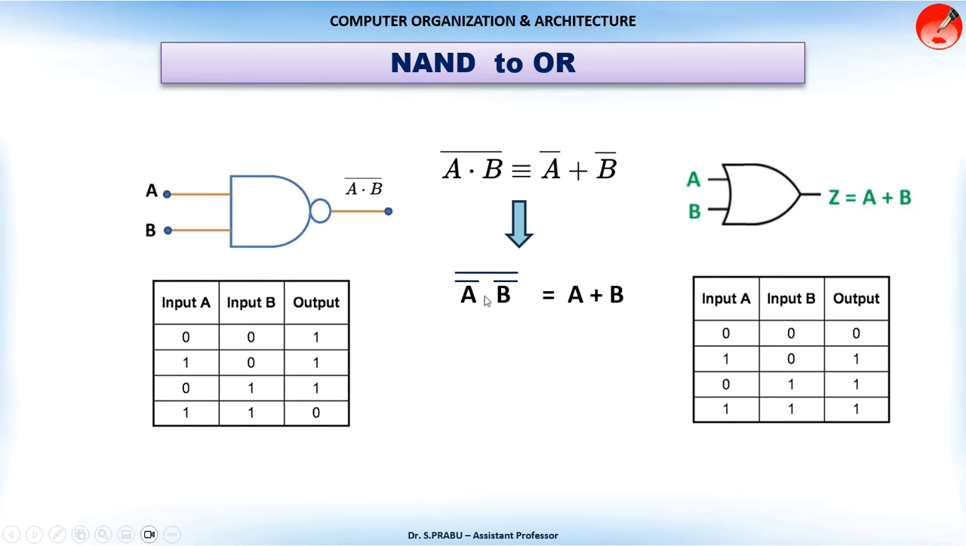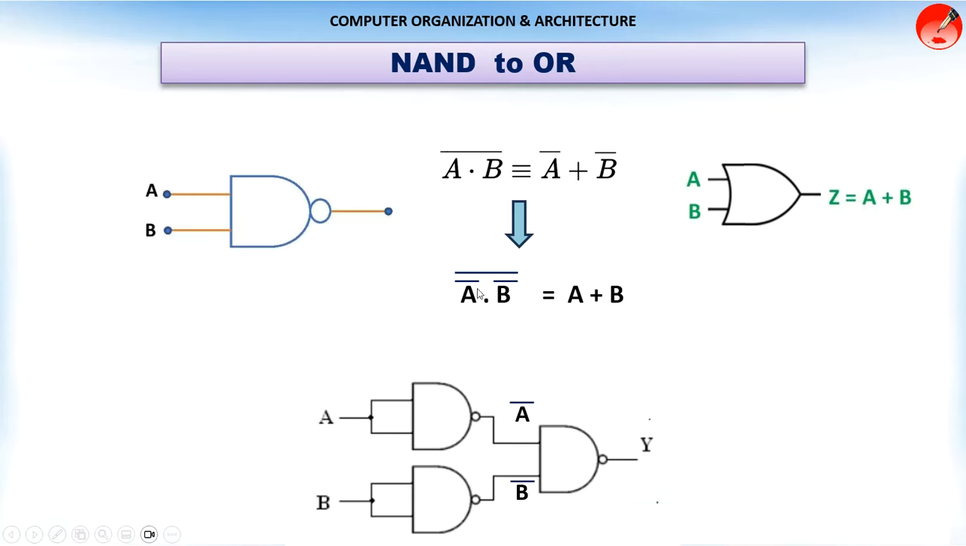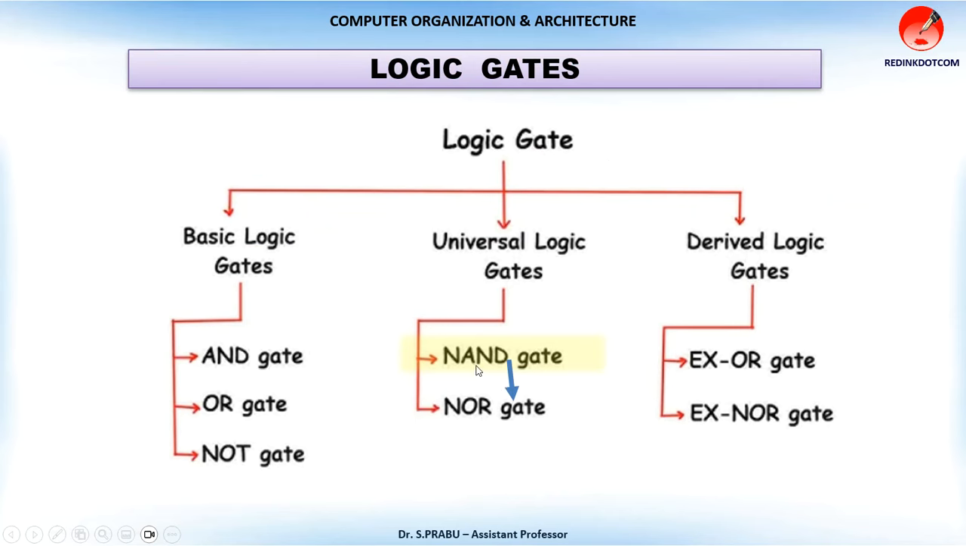So using this idea, you can generate the OR gate using the NAND gate. A bar can be generated in this way. B bar can be generated in this way. Both are again sent into the NAND gate. You get A plus B. Next, the NAND gate can be used to generate the NOR gate.